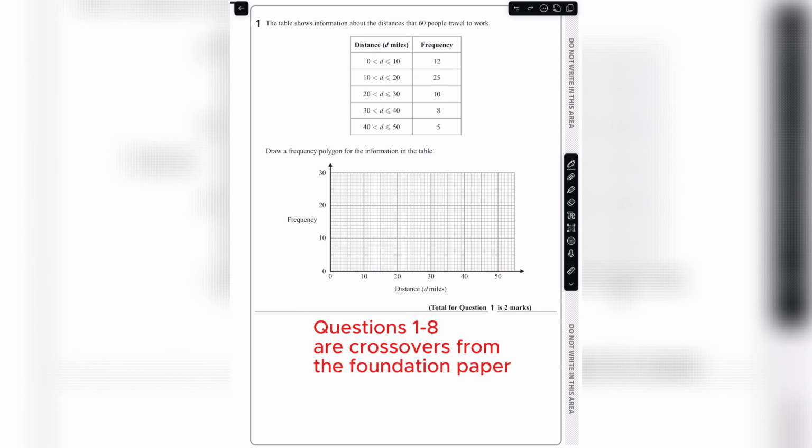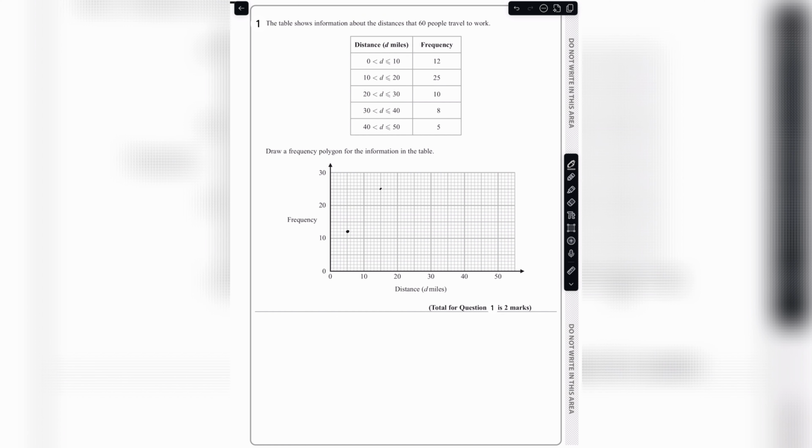In the first question, we are told that the table shows information about the distances that 60 people travel to work. Draw a frequency polygon for the information in the table. So all we need to do for this question is plot the midpoint of the distances against the frequency. So the midpoint of 0 and 10 is 5, so I'm going to plot the point (5, 12), which is there. And then we need to plot (15, 25), which is here.